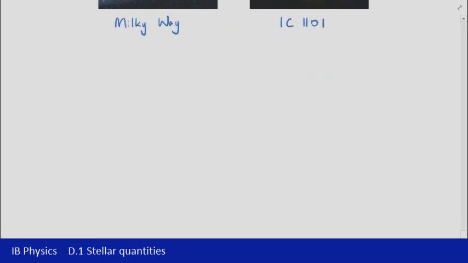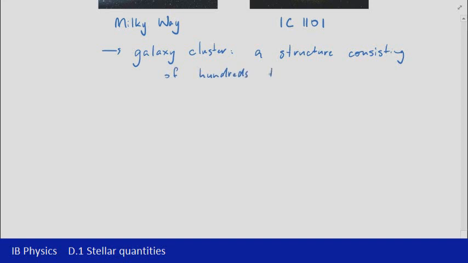We can then group galaxies together. And so the first, similar to when we're looking at stellar clusters, we've got clusters of galaxies, or galaxy clusters. And so a galaxy cluster is a structure consisting of hundreds to thousands of galaxies. So when we're talking a structure, again, we're talking about gravity having a bit of an effect, and again, bound together by gravity.